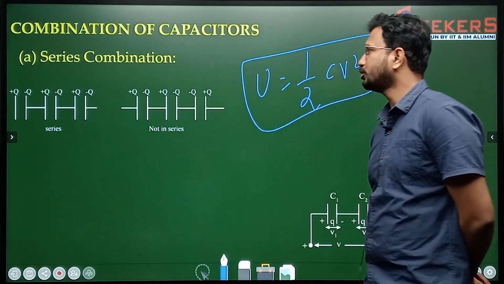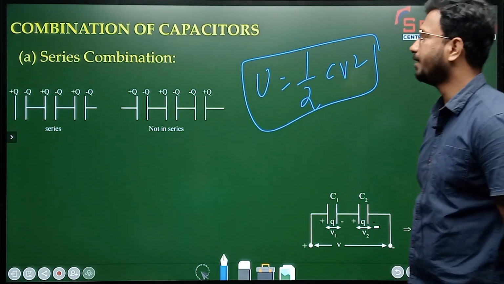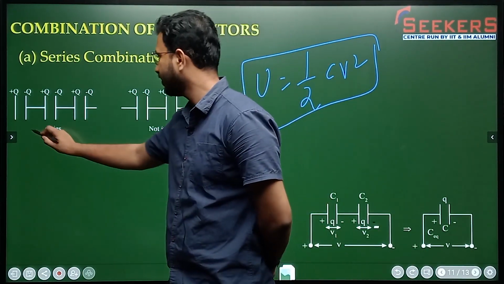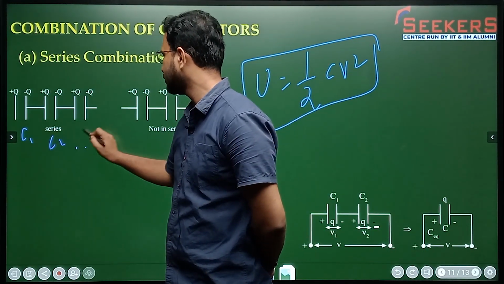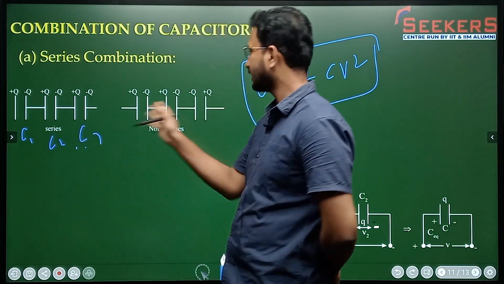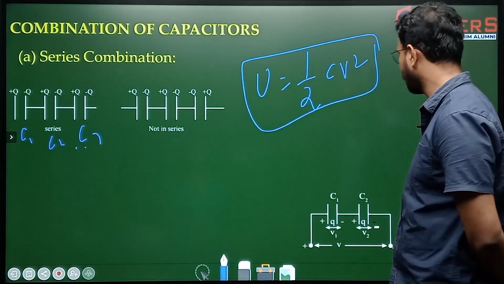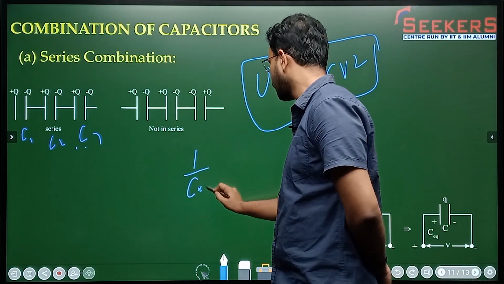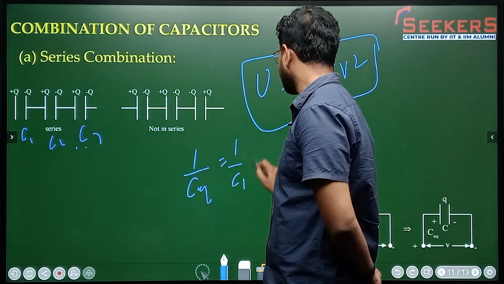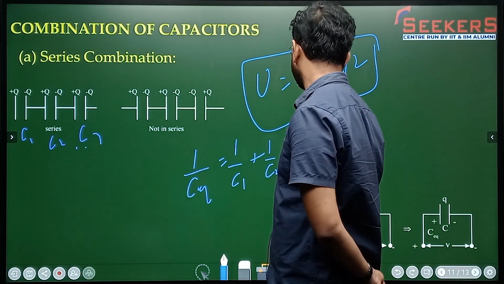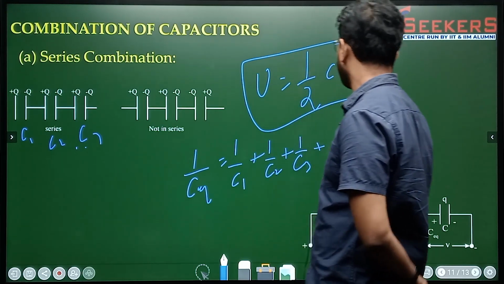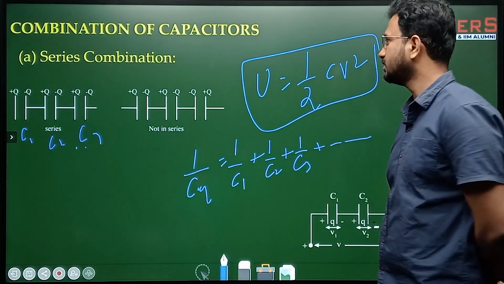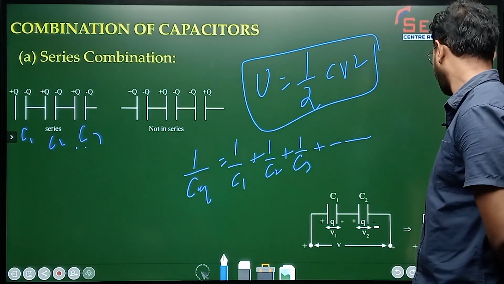Moving forward, combination of capacitors. How can we add two or more capacitors? The first one is the series combination. As you can see, this is the first capacitor C1, then C2, C3, connected in series. What will be the equivalent capacitance? 1 by C equivalent equals 1 by C1 plus 1 by C2 plus 1 by C3, plus so on, whatever the number of capacitors. This is the formula for series combination.